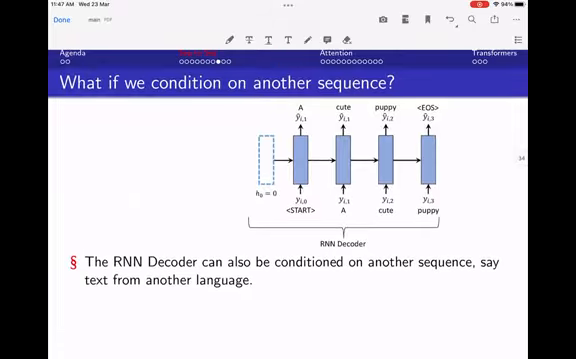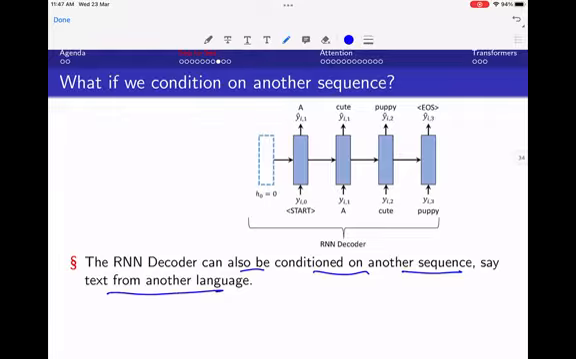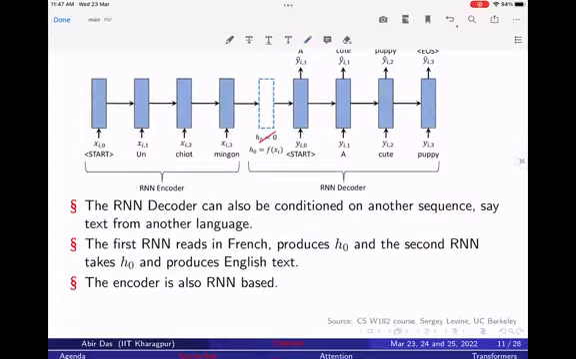Yeah, then it is not that only images can condition the language model. The RNN decoder can also be conditioned on another sequence, say text from another language. So it is not that only the encoder encodes the image. It can actually encode, say, a sentence from another language. As the example says, it is the French sentence for this cute puppy, which is something like mignon, something like that.